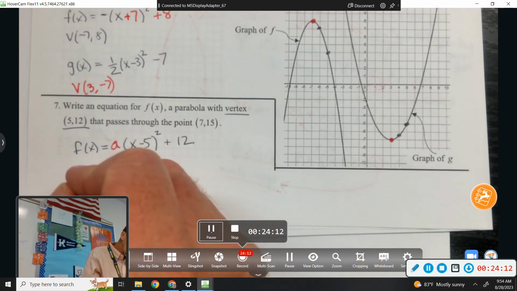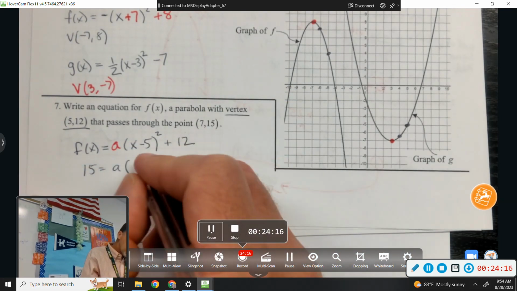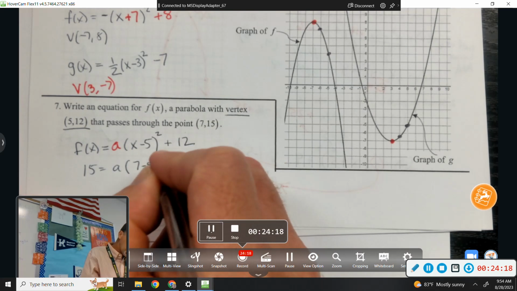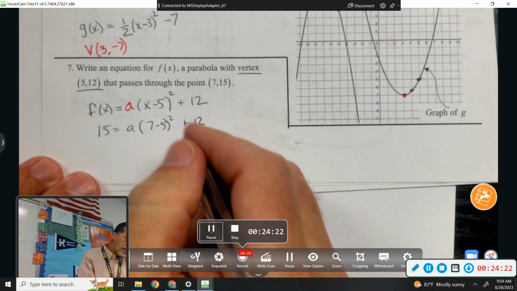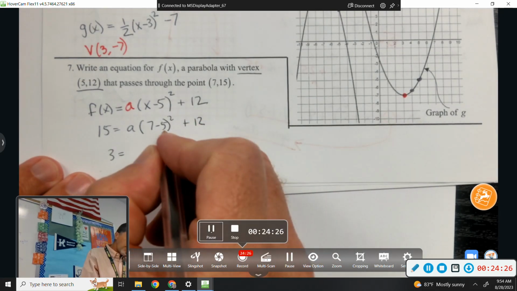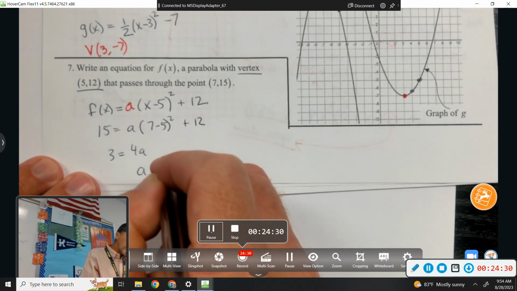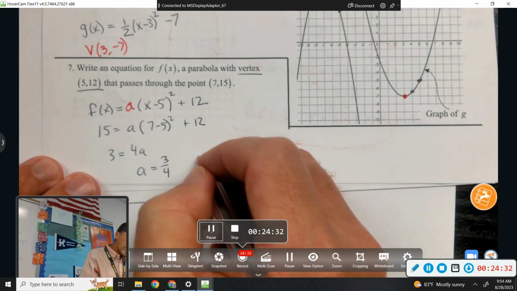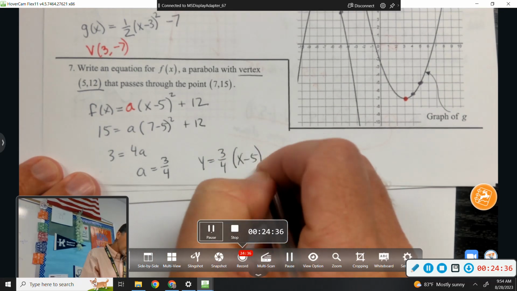So now let's see what happens. 15 is the y value. 7 minus 5 squared plus 12. So move the 12 over. 7 minus 5 is 2. Squared is 4. So A is 3/4. So 3/4 times x minus 5 squared plus 12.